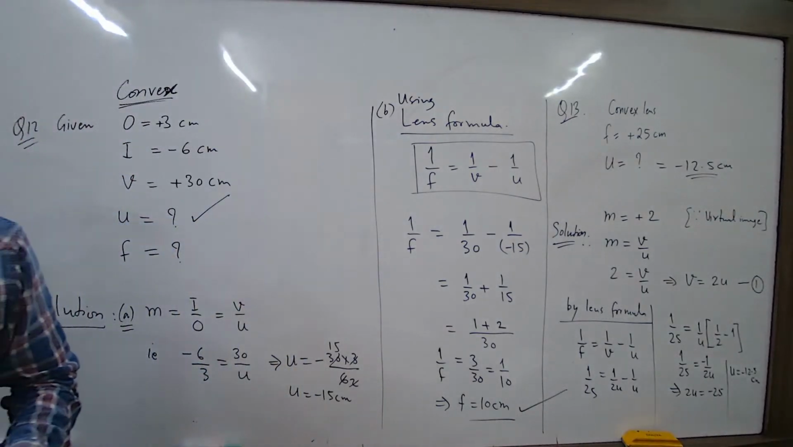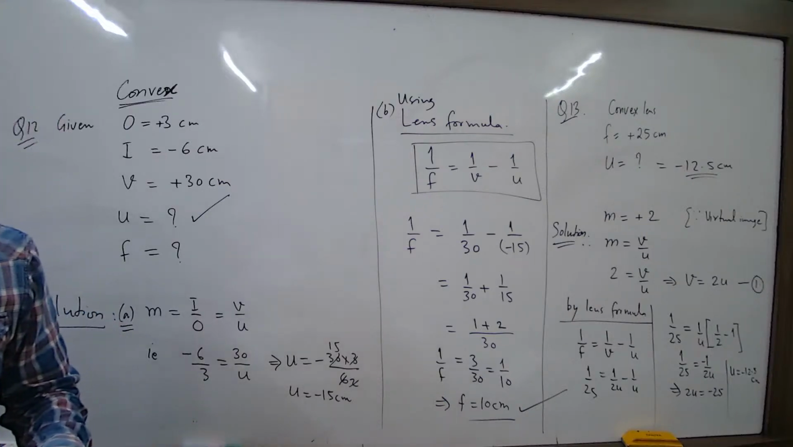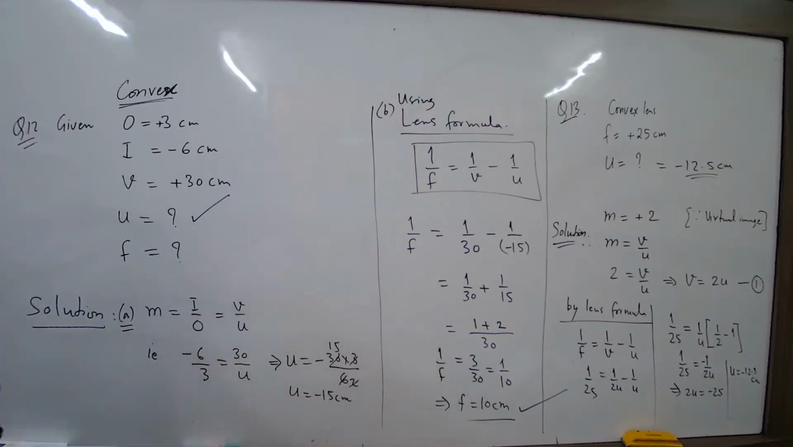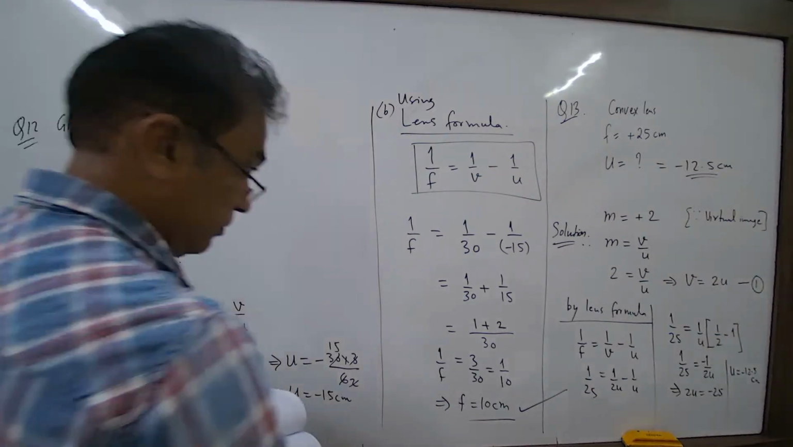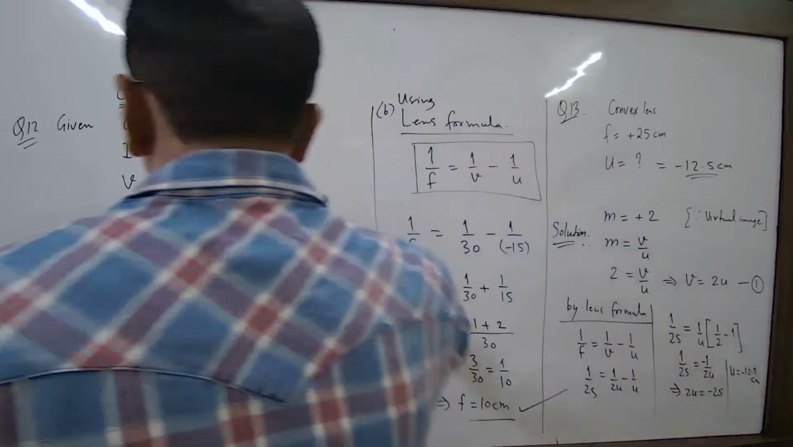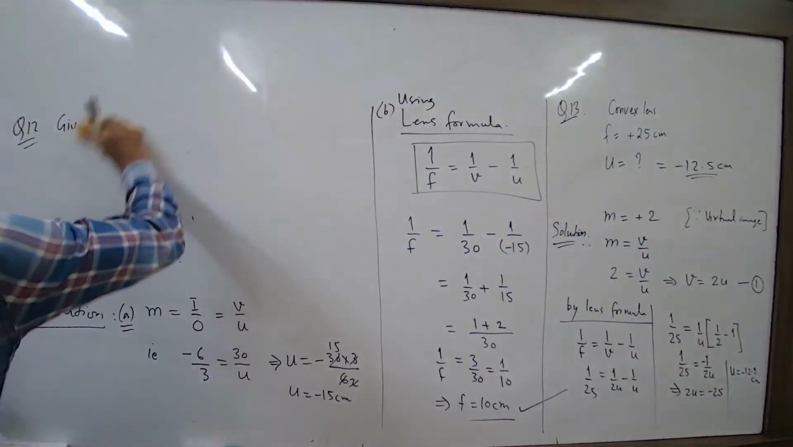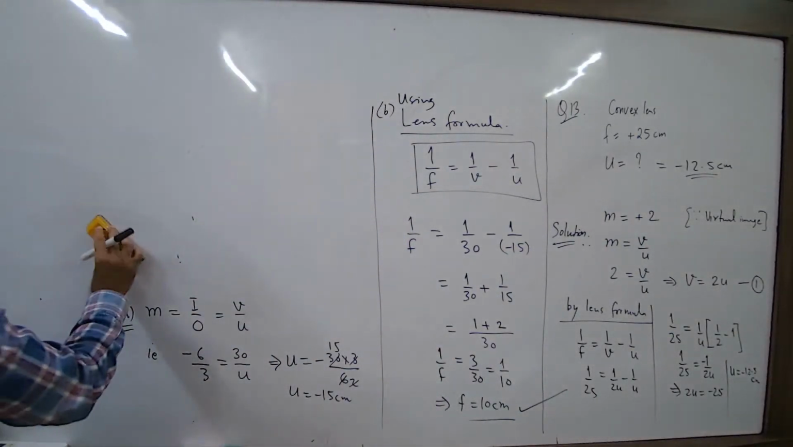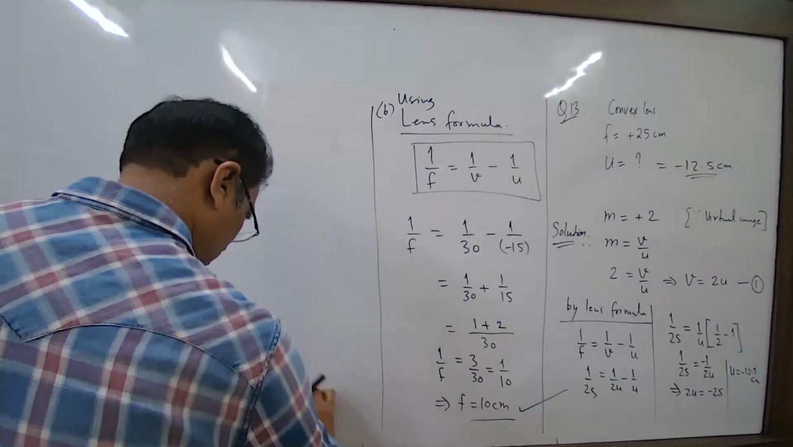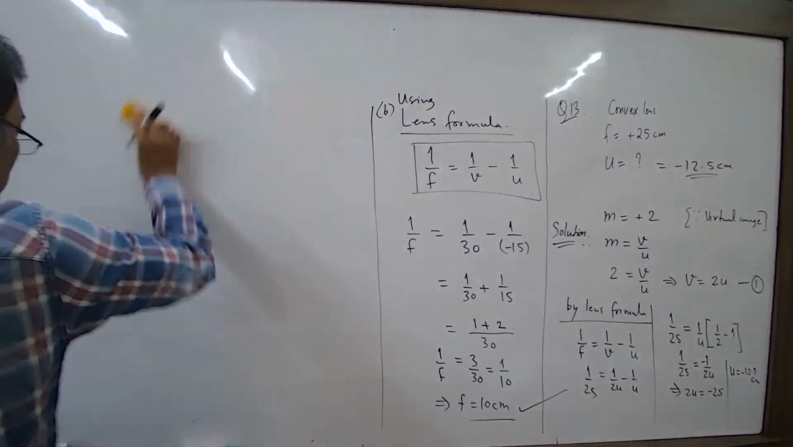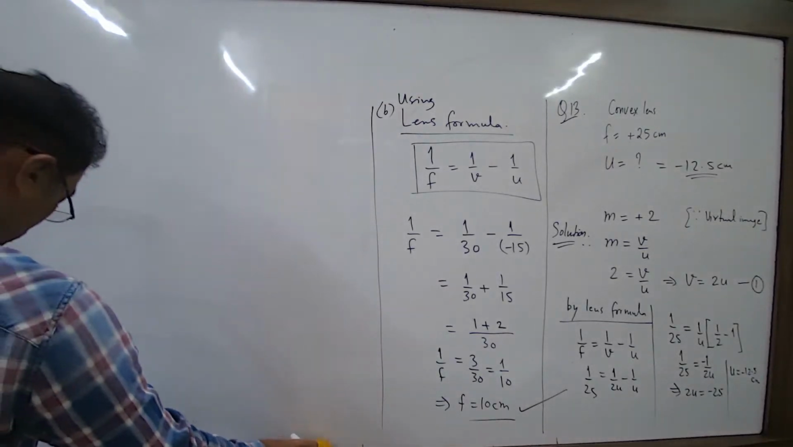Okay. An illuminated object lies at a distance 1.0 meters from a screen. A convex lens is used to form the image of object on the screen placed at distance 75 centimeters from the lens. Find first the focal length of the lens and second the magnification. Okay.